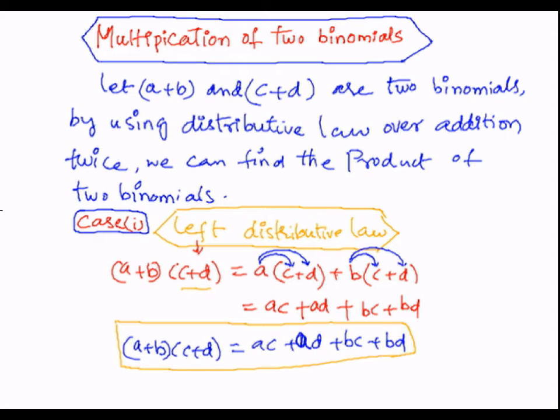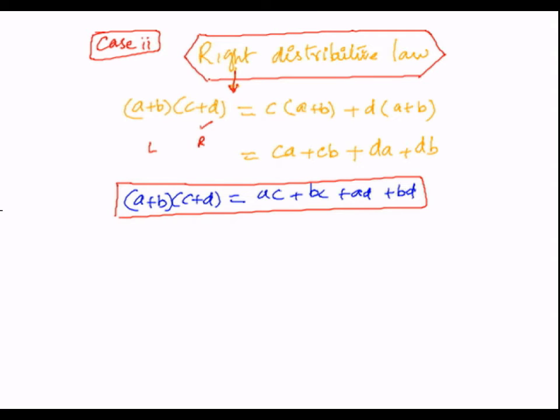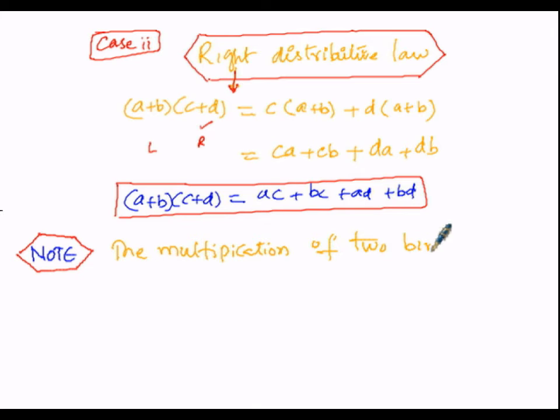Then now, note: under this note, the multiplication of two binomials can also be obtained by the FOIL method.